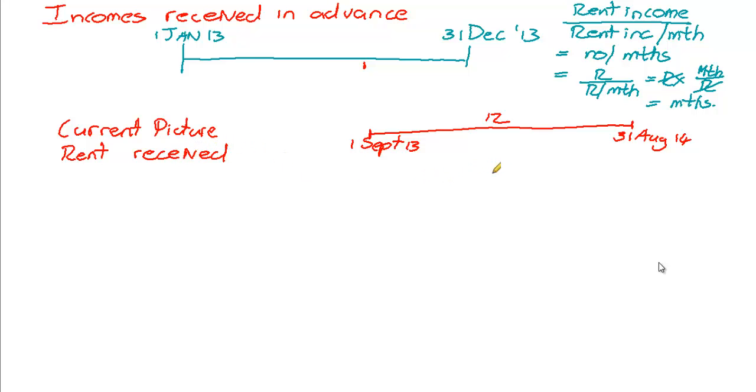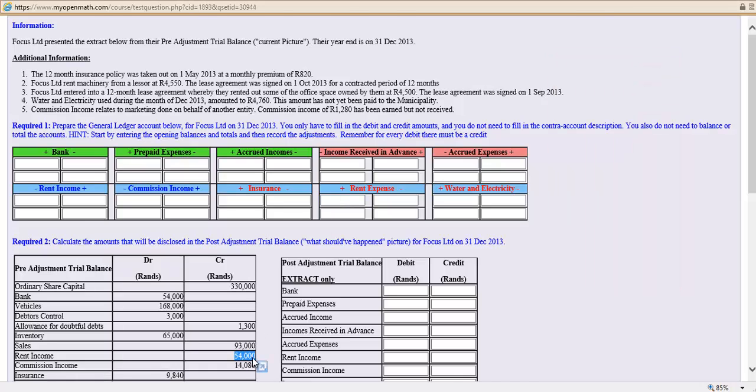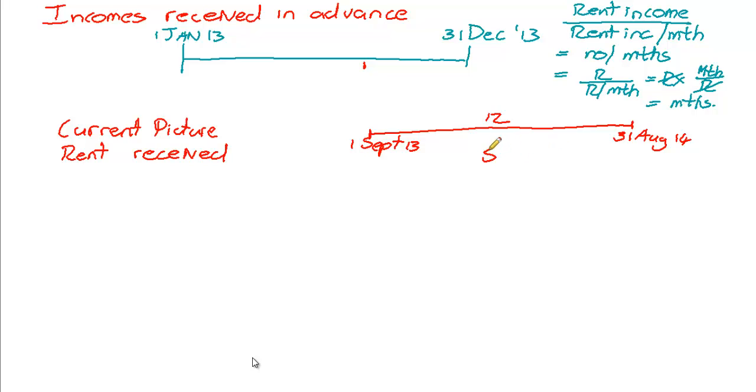So the rent received in cash is 54,000 Rand. That's what we had here. There we go. My rent received in cash. Then what we need to figure out is how much of this rent relates to the financial year. And that's pretty easy. If we look at our timeline, we can see it's only this portion here between September and December that relates to the financial year.